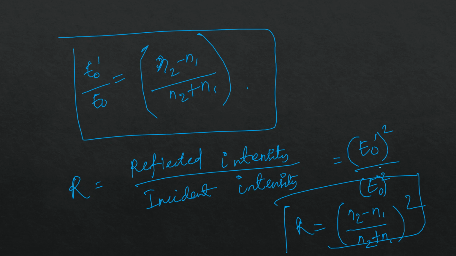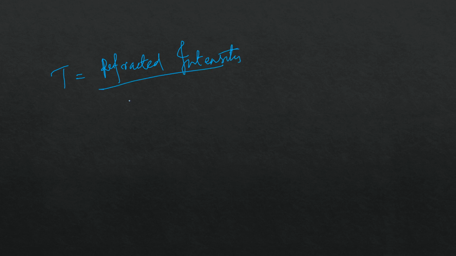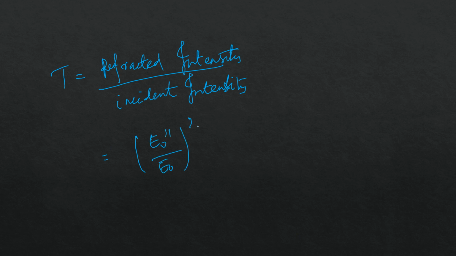Now, what is T? T is the refracted intensity divided by incident intensity. That is transmission. This is a transmission coefficient. The previous one was the reflection coefficient. So this is your E naught double dash by E naught whole square.